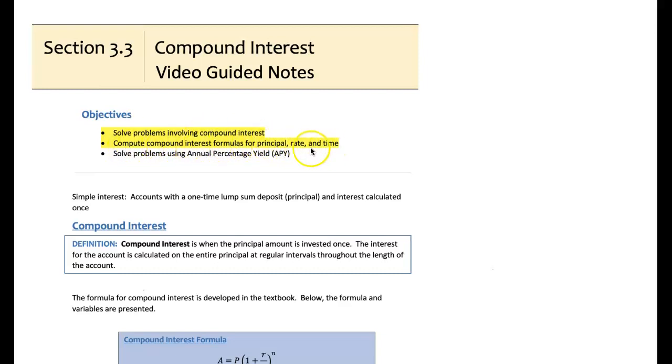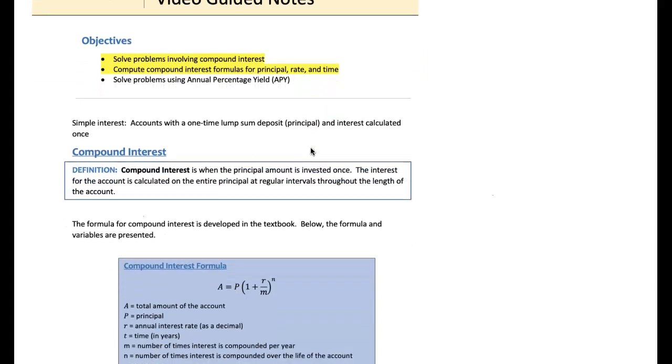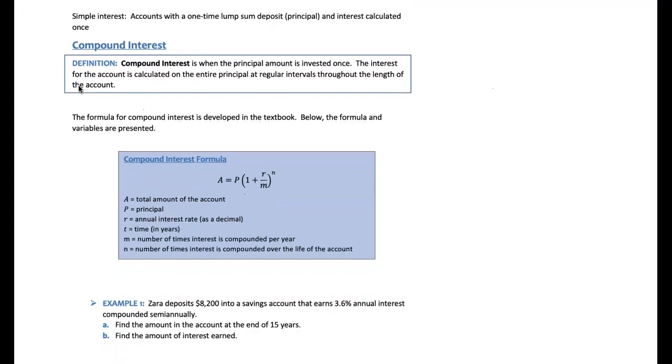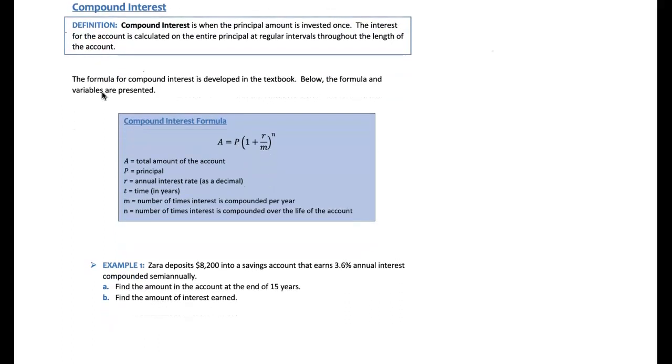principal, rate, and time. As a reminder, simple interest are accounts with a one-time lump sum deposit called principal, and interest is calculated only one time. Compound interest is when the principal amount is invested once. However, unlike simple interest, the interest for the account is calculated on the entire principal at regular intervals throughout the length of the account. The formula for compound interest is developed in the textbook.